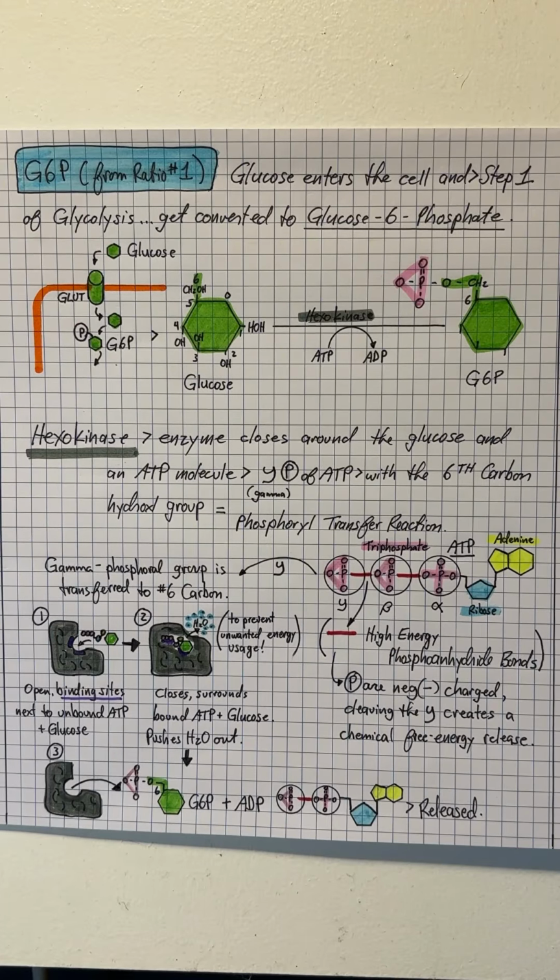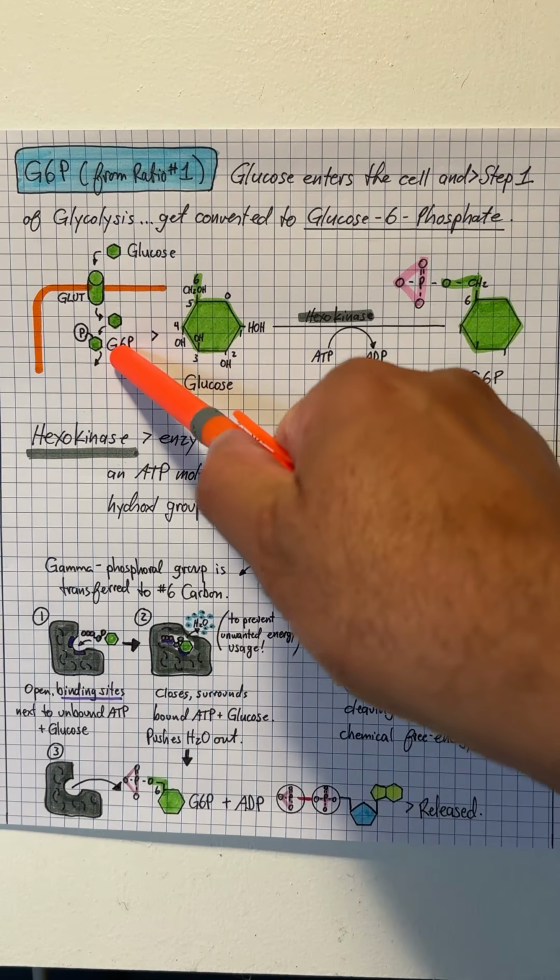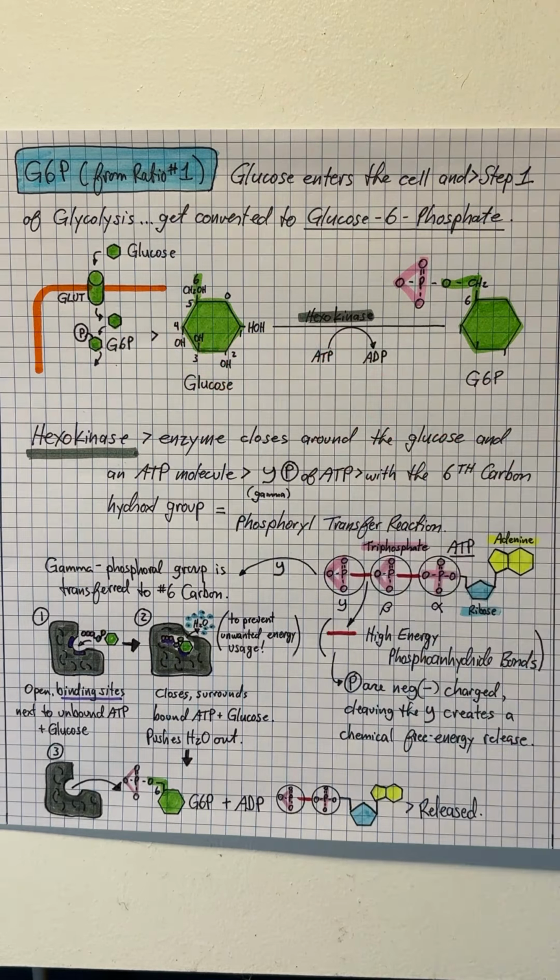As promised from my first video, we're just doing a quick little interesting extension from ratio number 1, the AMP ratio. Glucose, as we discussed, enters the cell and gets turned into G6P. This is the first and irreversible step of a cool process called glycolysis.